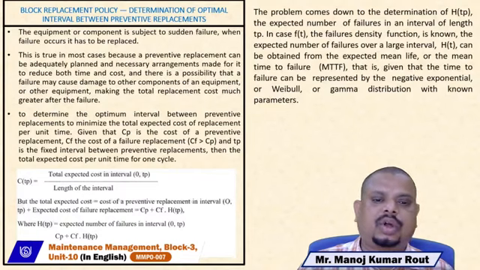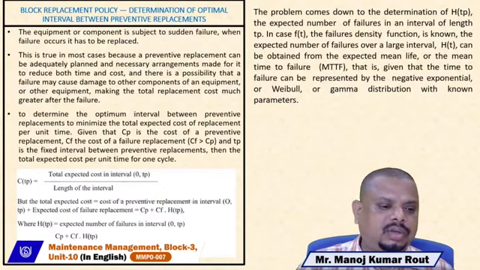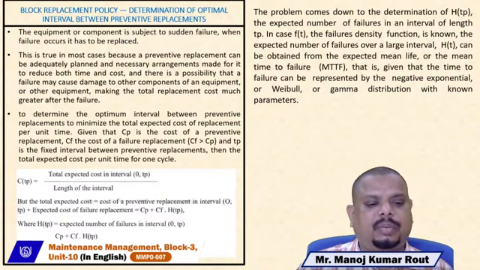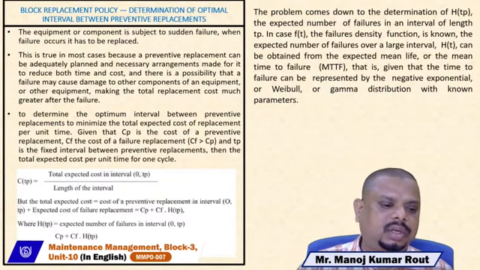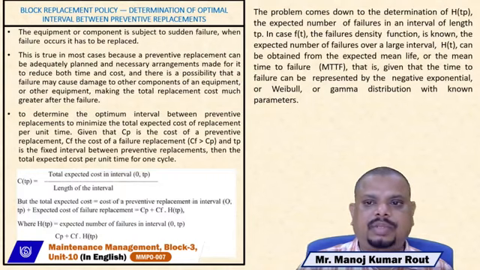That equals the cost of preventive replacement in the interval plus the expected cost of failure replacement, which is CP plus CF into H(TP). Here H(TP) is the expected number of failures in the interval, and in mathematical form, C(TP) equals CP plus CF into H(TP), divided by TP. So the problem comes down to the determination of the expected number of failures in the interval.